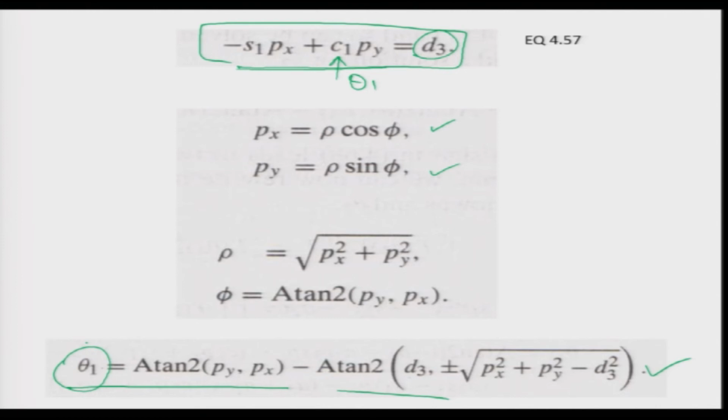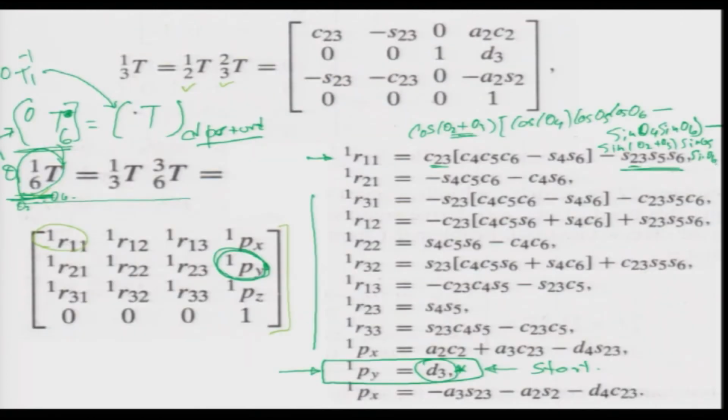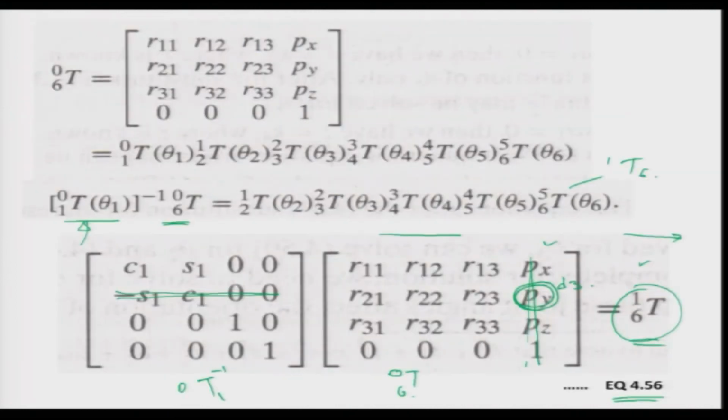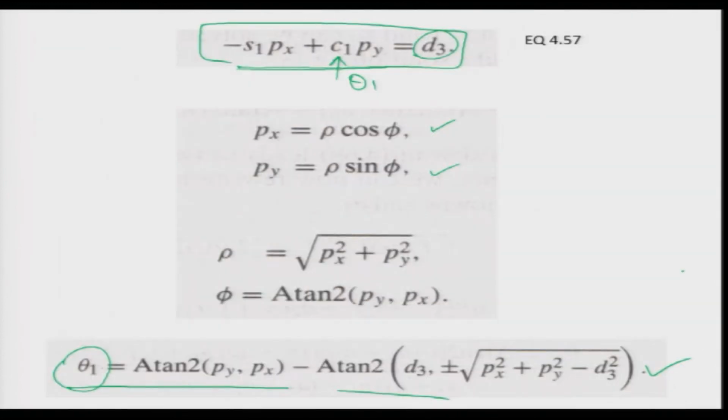Now I hope you understand why it was done this way. Something to remember here is that we multiply by the inverse of T 0 to 1 with T 1 to 6, because only under that condition this one term here does not have a sin and a cos. The whole solution procedure is based on the fact that if we remove theta 1 from the left hand side, you end up with one equation and one variable, and then we can solve it. Otherwise we can't solve it.